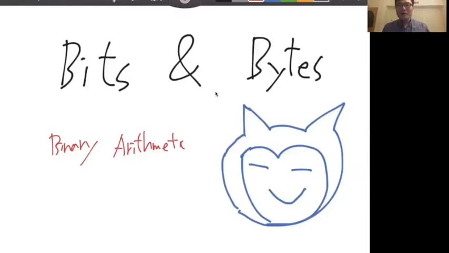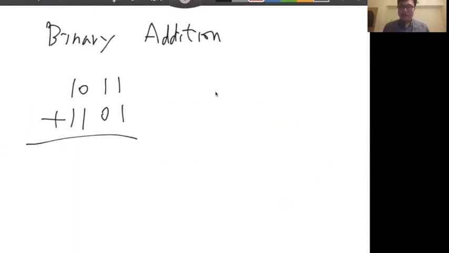Let's talk about how to do the binary arithmetic. So how to do binary addition? It's not really hard. If you remember how we do the decimal addition, for example, we have a number 14, 13 plus 124. If we have something like this, how do we actually do this? We do 7, 3, 1. We just sum each digit together, right?